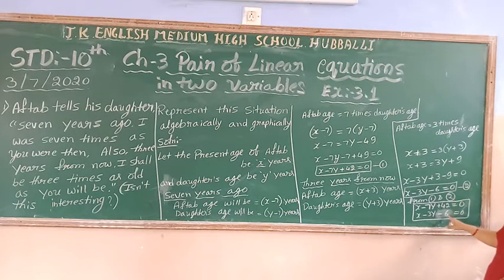So together, from 1 and 2, by combining these two equations, we have the pair of linear equations.